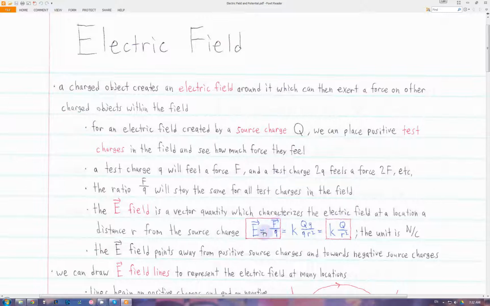And from here we can see that the unit of the E field is newtons per coulomb. We used positive charges to create this definition, so the E field always points away from positive source charges, and if we have a negative source charge, the E field will point into it.